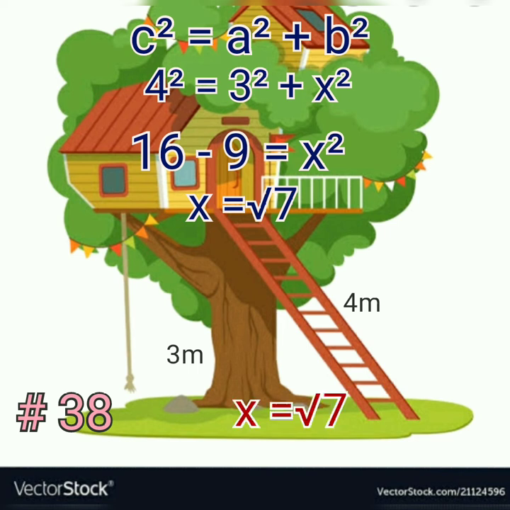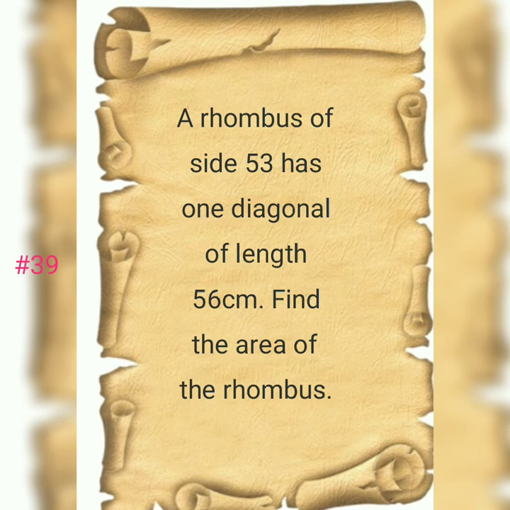The rhombus of side 53 has one diagonal of length 56 cm. Find the area of the rhombus.